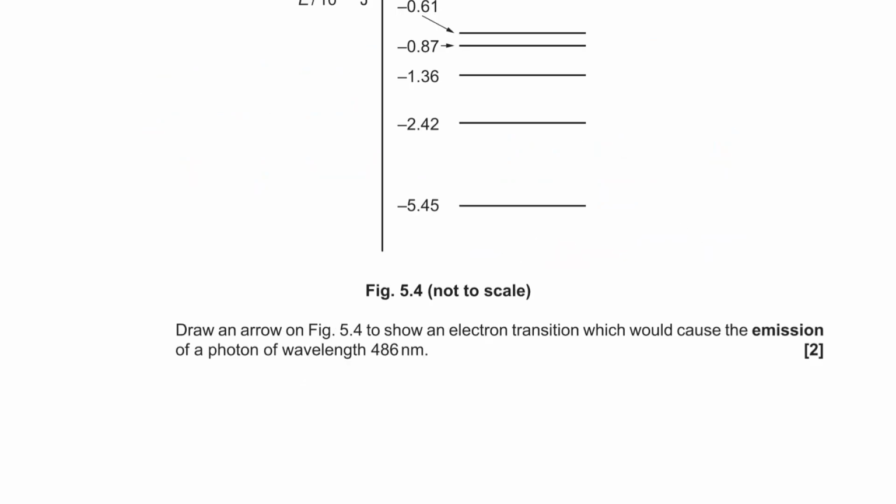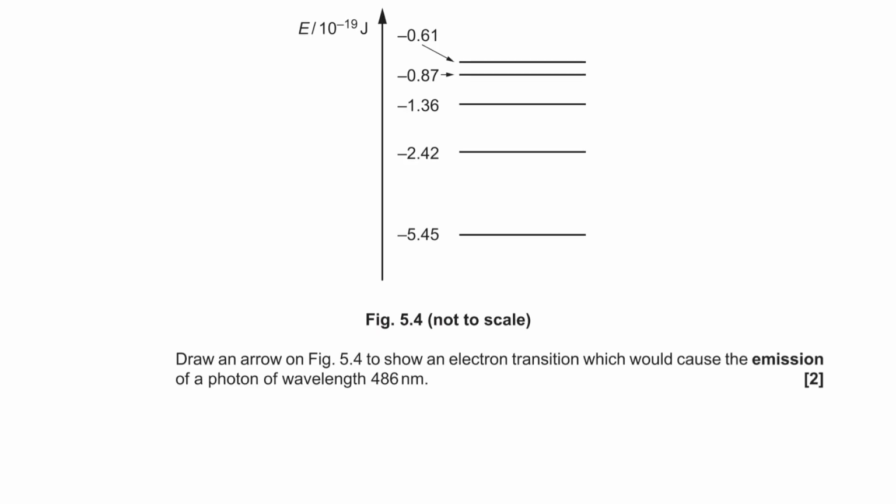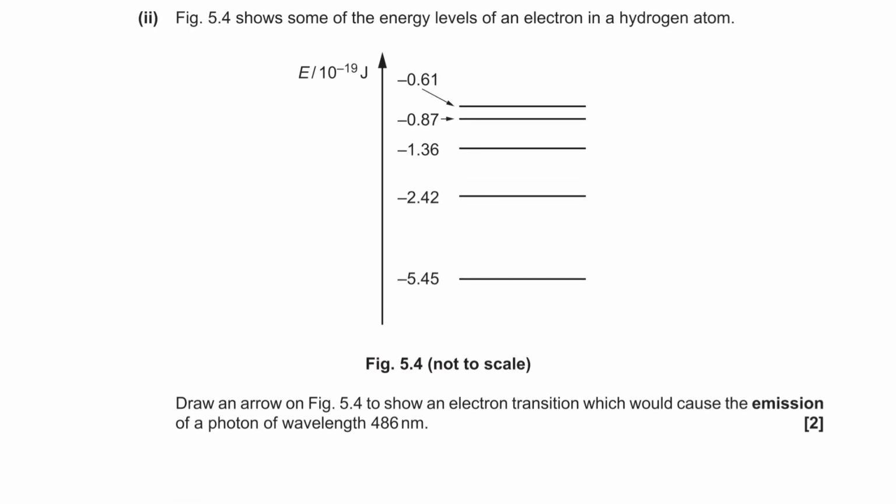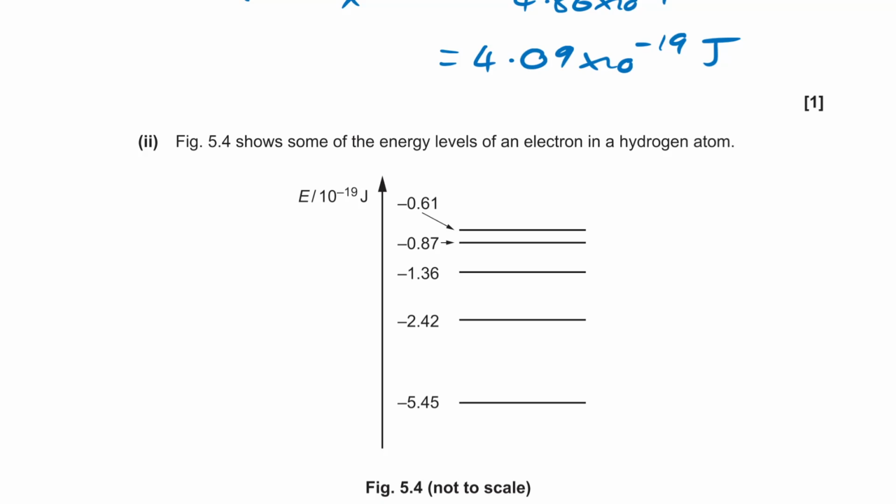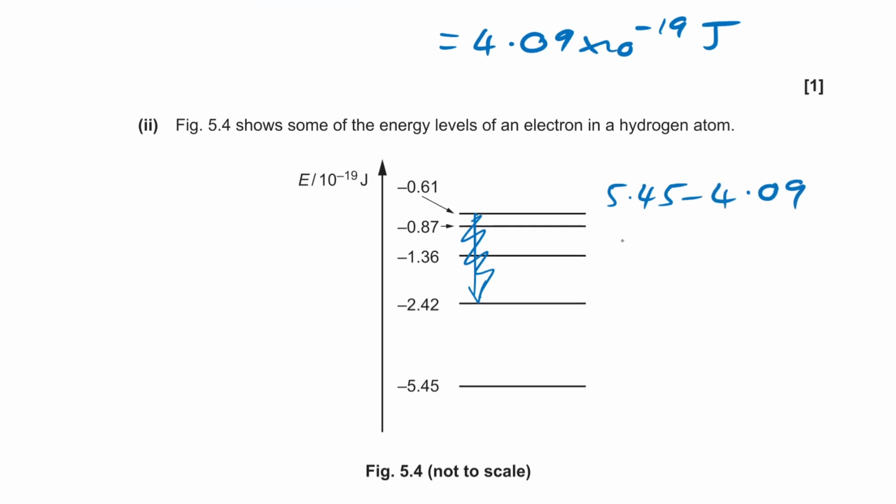Okay, we have discrete energy levels. Draw the arrow to show the emission of a photon of that energy. So we're looking for a difference of 4.09. So it has to be from something down to the ground state, because anything like this is never going to give us enough energy. So let's just do 5.45 take away 4.09, and that should give us, by my estimation, 1.36. Sure enough, we have one there. So therefore, boosh, right down there.